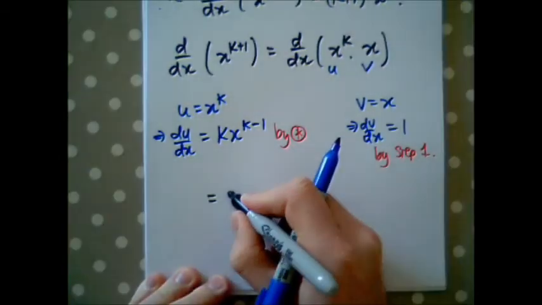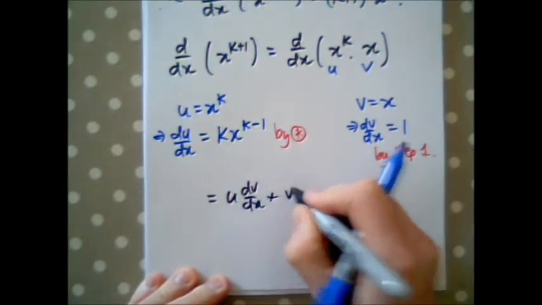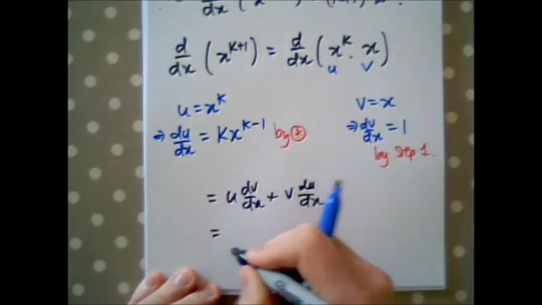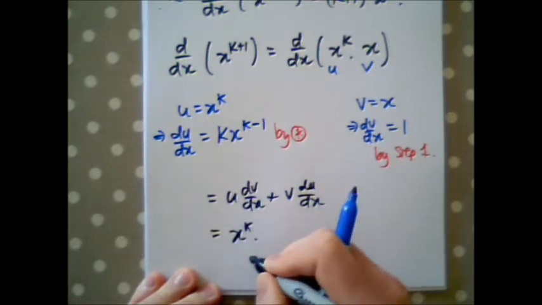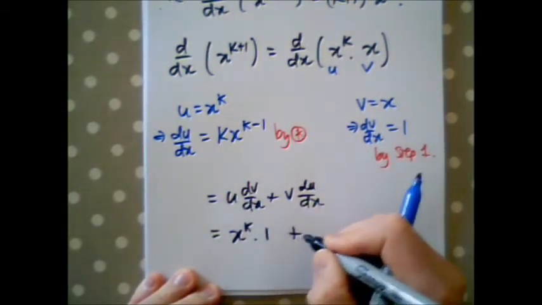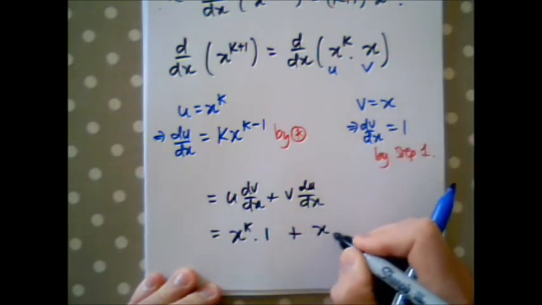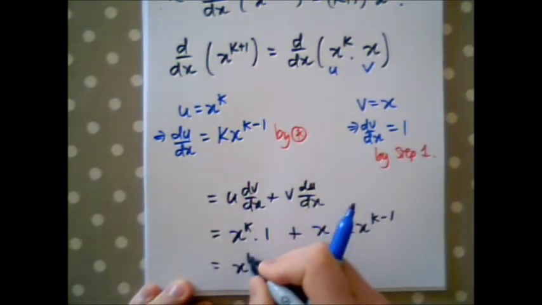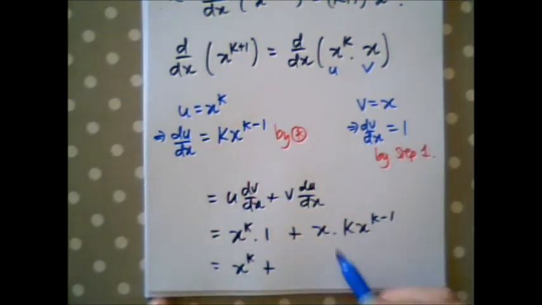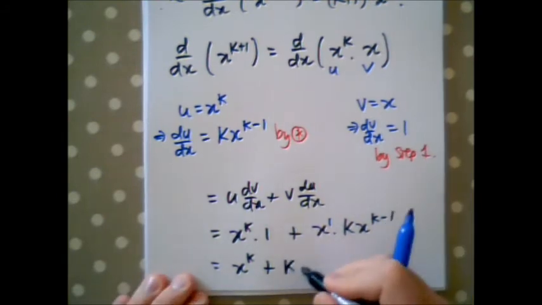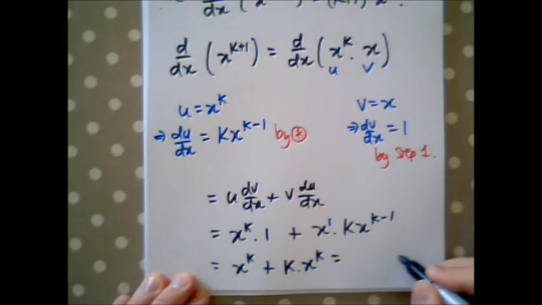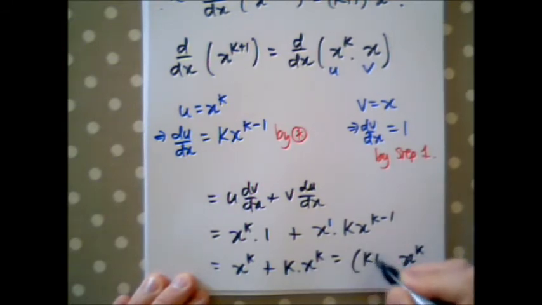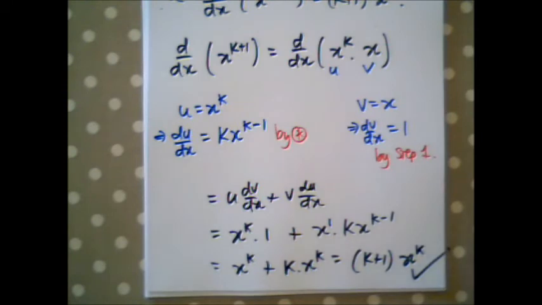So now using the product rule and putting those two together, that's equal to u times dv dx plus v times du dx, which is x to the k times dv dx, which is 1, plus v, which is x, times du dx, which is k times x to the k minus 1. So the first term is x to the k. In the second term, we have two terms with x, which put a 1 there in for the power. So because we're multiplying the x's, we add the powers, and we get k times x to the power of k. And if you factor out an x to the power of k, here we get k plus 1 times x to the k, and we're finished.